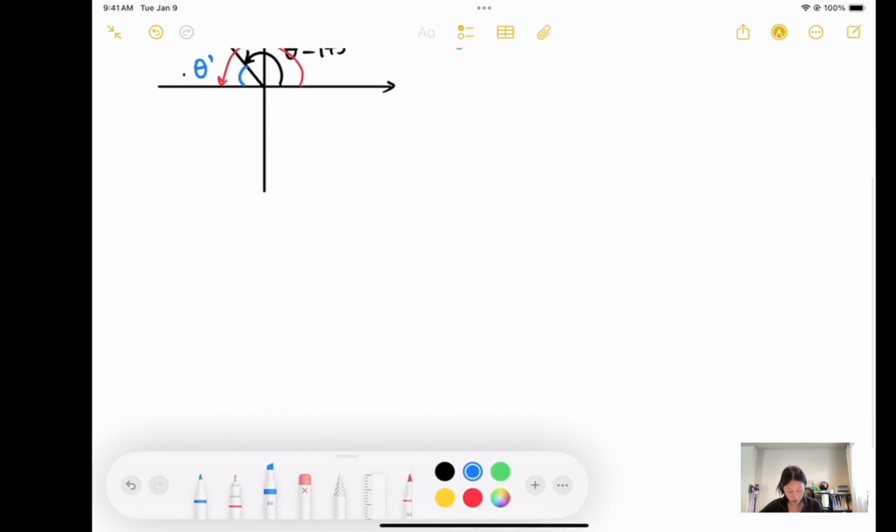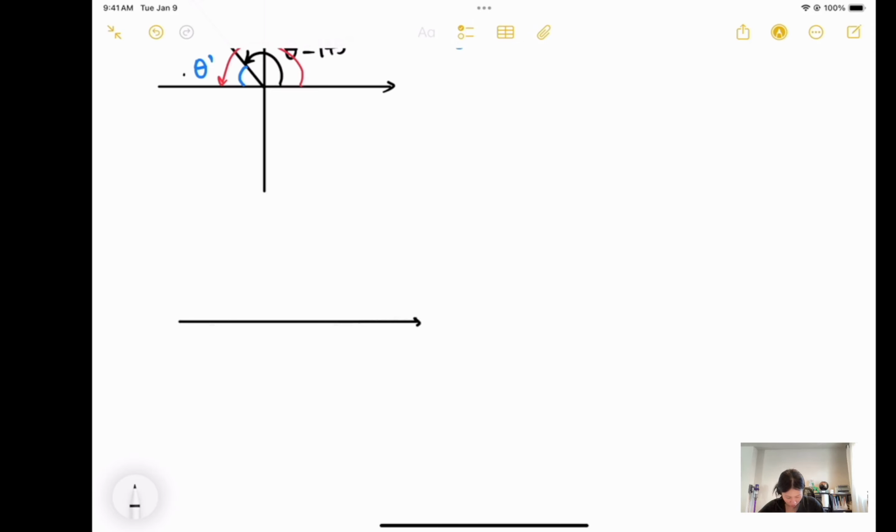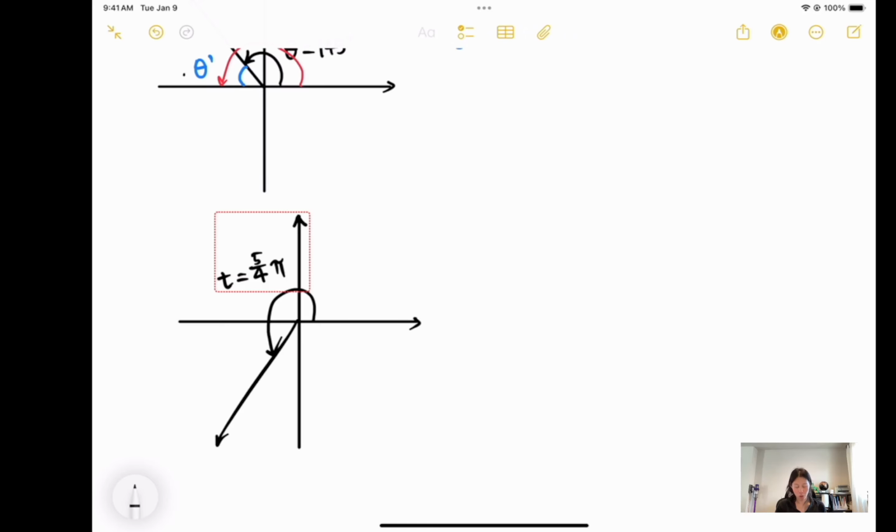So here is a second example. Here is the coordinate plane, and I have an angle in here. So here is our angle t, which is equal to 5/4 pi. Again, I want to use more of the radian notation. So which one would be our reference angle?